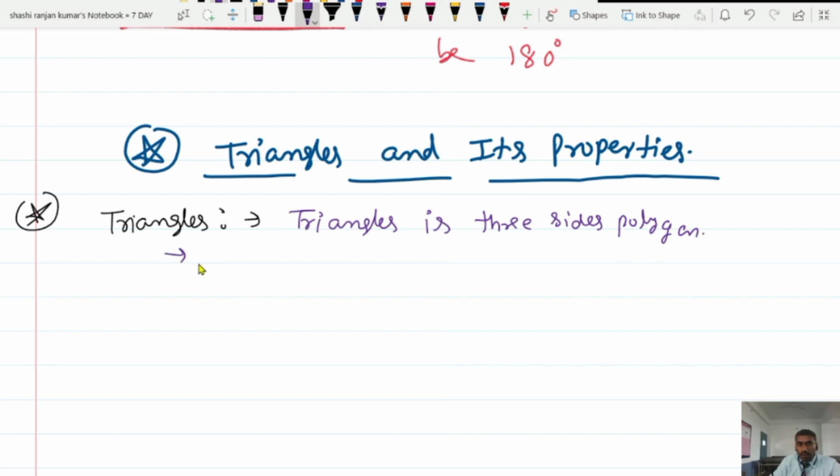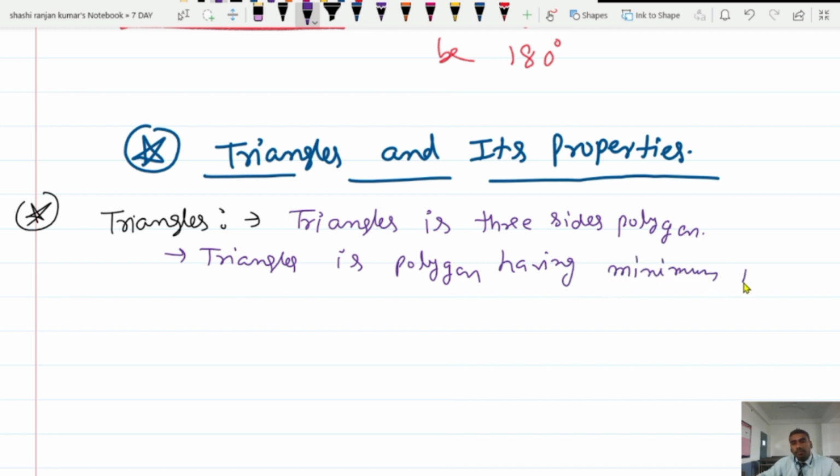So you can say this way: triangle is a polygon having minimum possible sides. There are other definitions of triangles also.